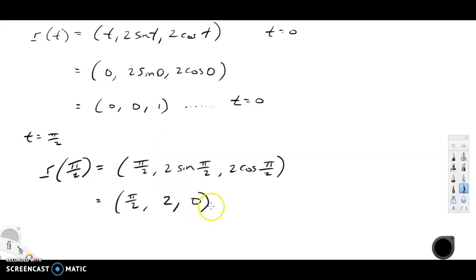So when the time has gone as far as pi over 2, this is at t equals pi over 2. These three numbers describe the location of the particle.